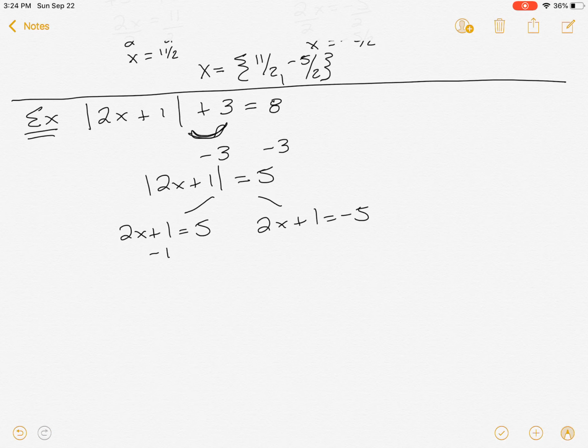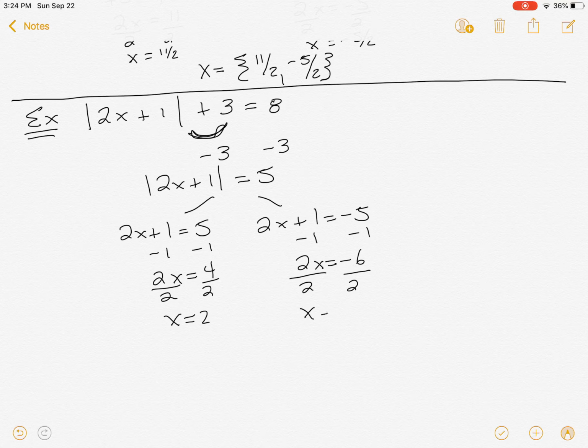Now I can solve. Subtract 1 from both sides, so I get 2x is equal to 4. Divide both sides by 2, and I get x is equal to 2. Subtract 1 from both sides, so I get 2x equals negative 6. Divide both sides by 2, and you get x is equal to negative 3. So my solution set is x equals 2, negative 3.